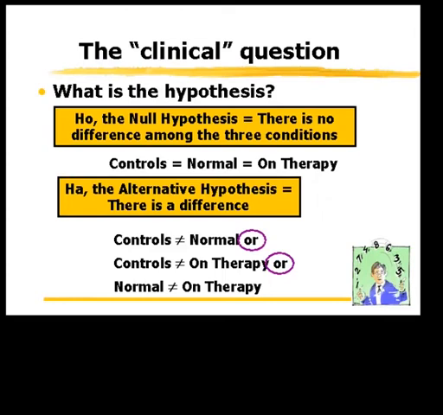Doug the Data Dude showed up, because this is a very important concept when it comes to the analysis of variance. So the clinical question is: are the differences in the means not statistically significant with regard to the controls, the normal, and those who are on therapy, or is there a difference amongst the controls, those that are normal, or those that are on therapy?